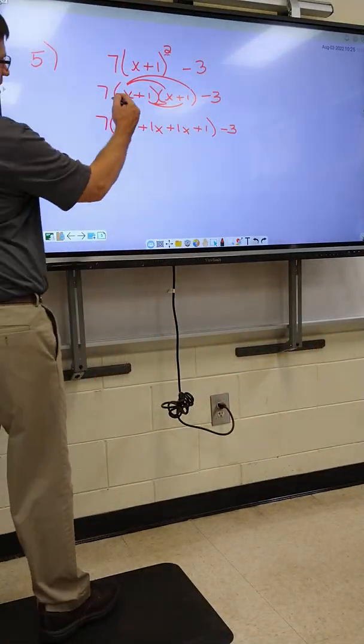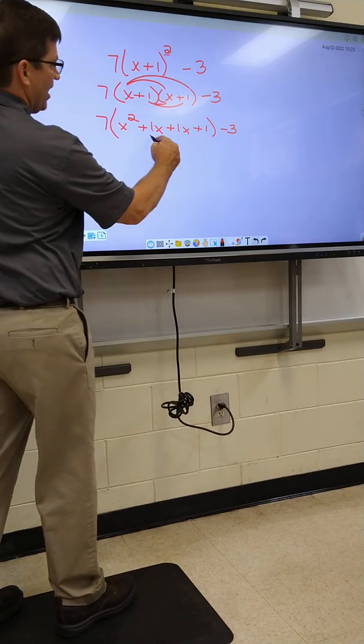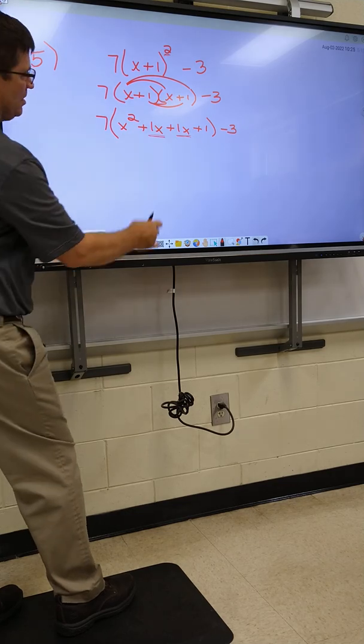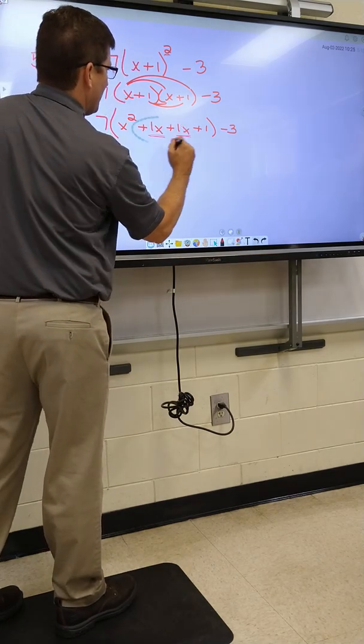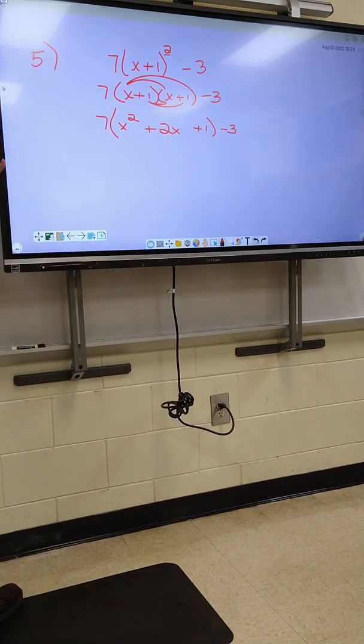All right, look right here inside the parentheses. Y'all see anything that's like terms? Yeah, we can add these two up. Right, don't they have the same exponent? So 1x plus 1x, we're going to add that up, and I'm going to replace that with 2x. All right, next step, I'm going to let y'all do this by yourself. You should be able to finish it up. Now distribute your 7. After that step, combine your like terms, you'll be good.